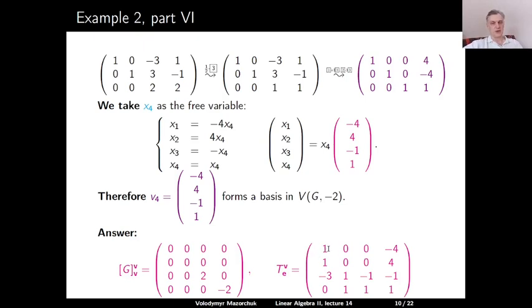So the vector v1 was 1, 1, minus 3, 0. This is the first column. The vector v2 was 0, 0, 1, 1. This is the second column. The vector v3 was 0, 0, minus 1, 1, the third column. And here is the vector v4, which is minus 4, 4, minus 1, 1. This is the fourth column of our transformation matrix. And this completes our second example.